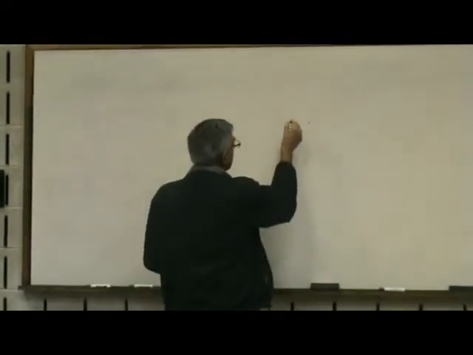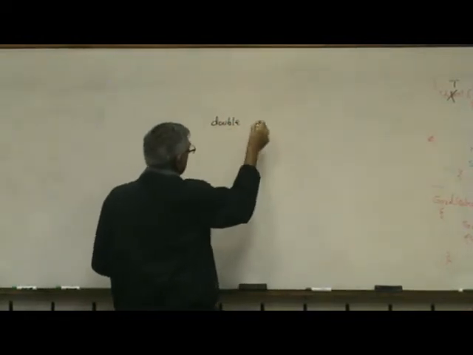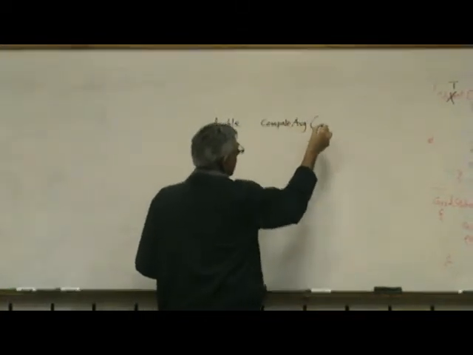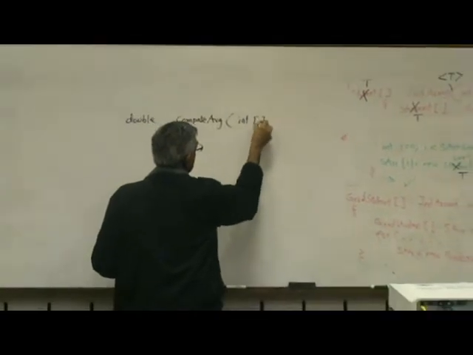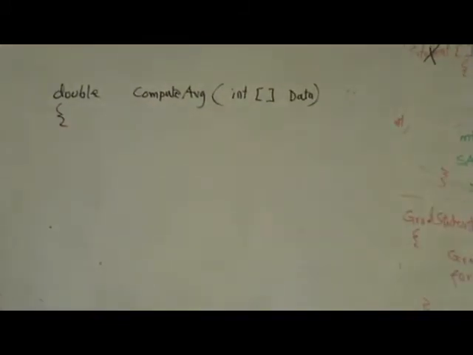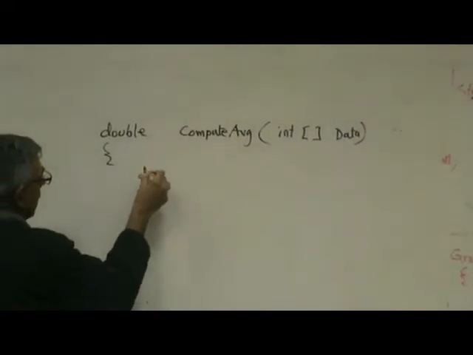Okay, but to clarify some of the constraints, let me give you a simpler example. Suppose you wanted to write a method which will take the average of the data inside an array. Your method may look something like this: double computeAVG, and let's say some data. So what will your code look like if you wanted to write it? You'll do something like this.